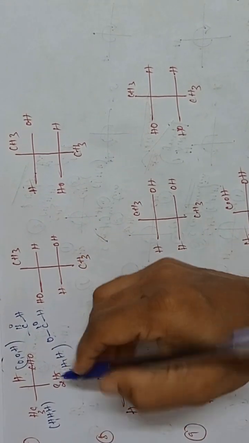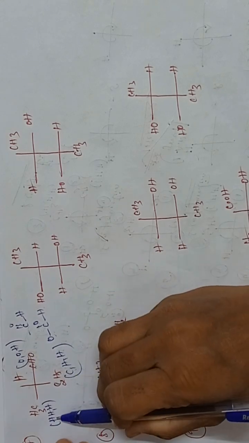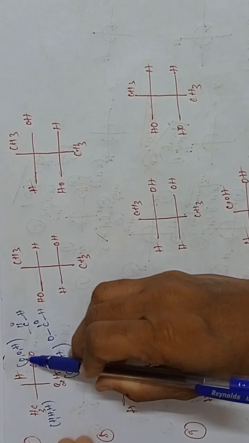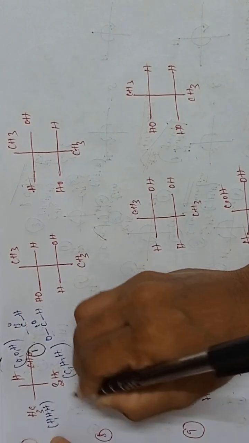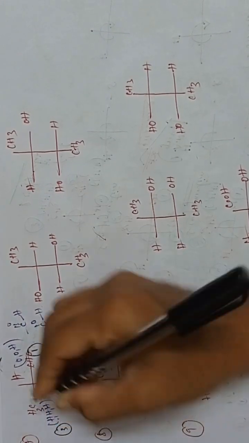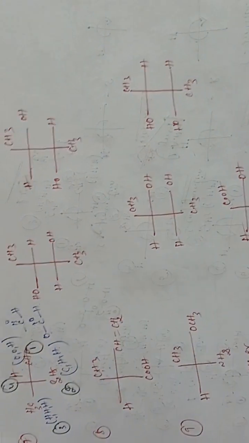Now tell me, here, which first atom is there? Oxygen, carbon, hydrogen. Which has the higher atomic number? Oxygen. So that's the first priority here. Second priority, carbon. Third priority, hydrogen. Fourth priority, hydrogen. Clear? 1, 2, 3, 4. This is the order.